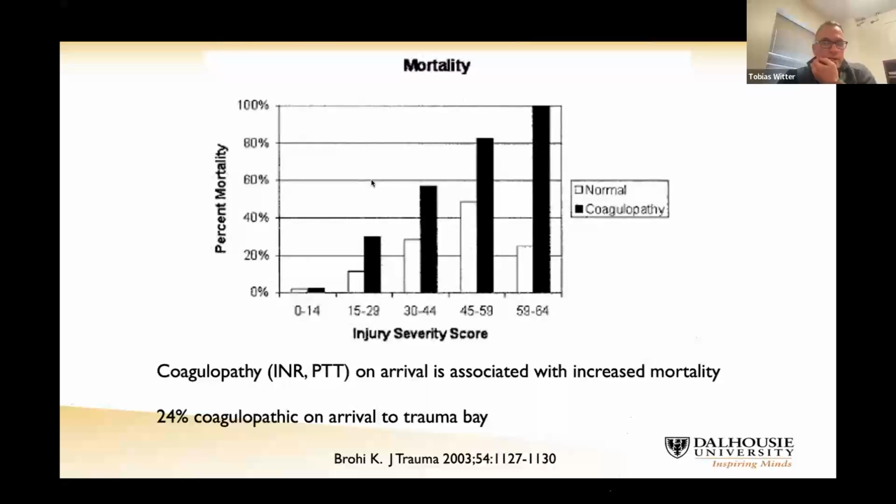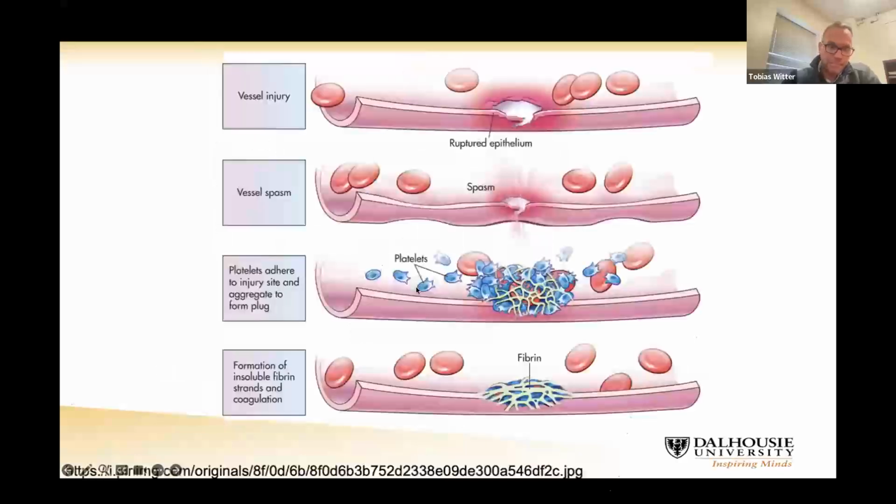So trauma mortality is also directly associated with coagulopathy. You can see that with the increase in your injury severity score, the patients with additional coagulopathy on arrival had a higher mortality, and it directly correlated with the injury severity score versus the patients who did not develop a coagulopathy. While they still had a high mortality, it wasn't as bad as if you had a coagulopathy.